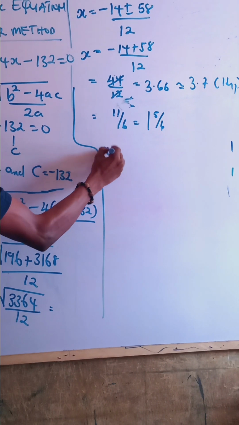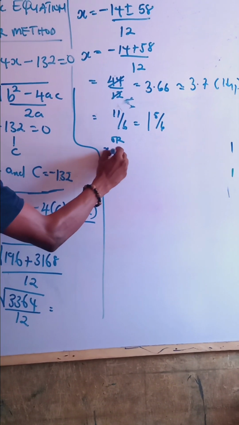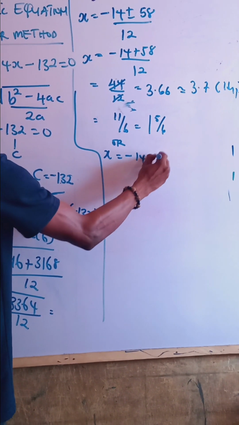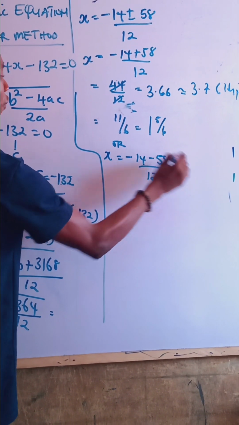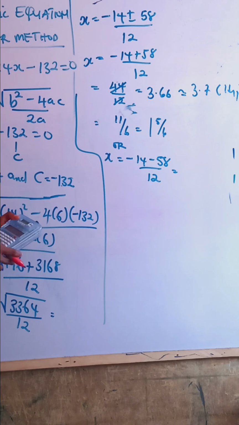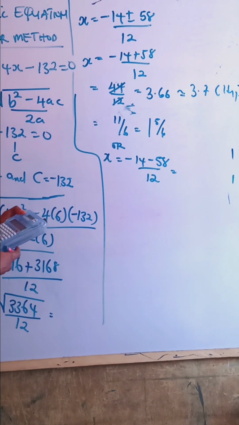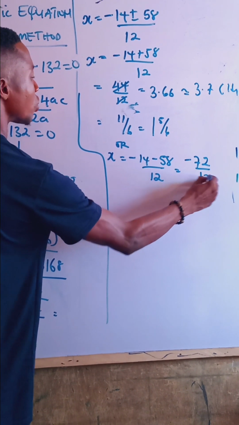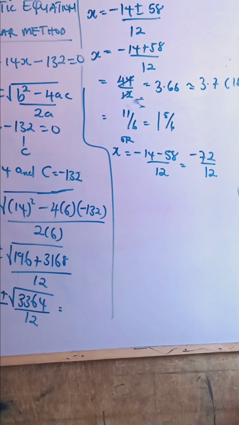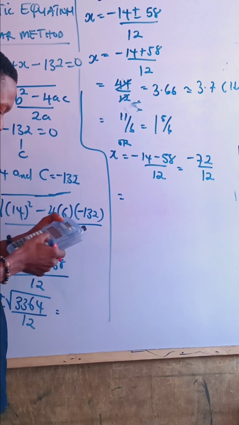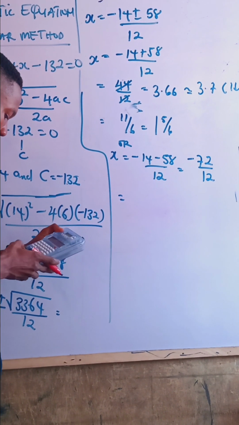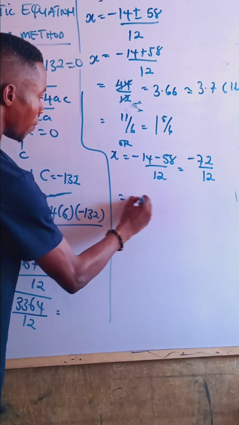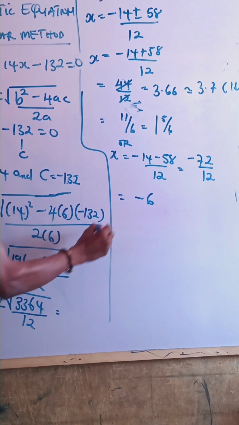We have s, or s is equal to minus 14 minus 58 all over 12. I check minus 14 minus 58, we get minus 72 all over 12. After that, negative 72 divided by 12, we get minus 6.